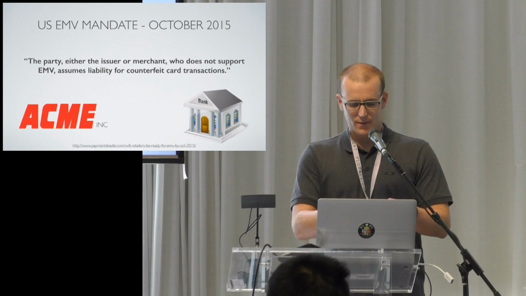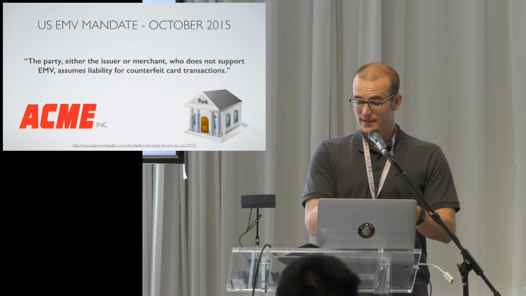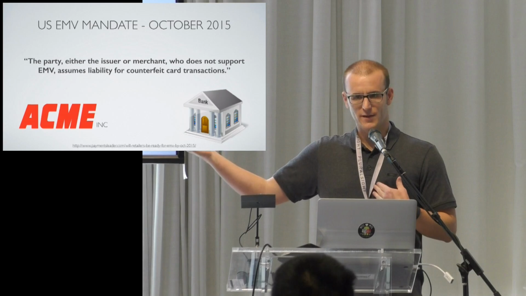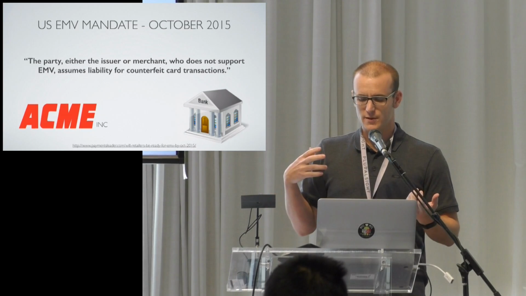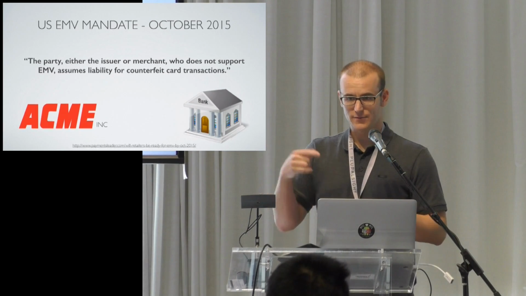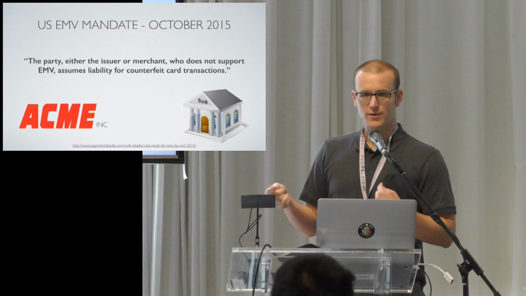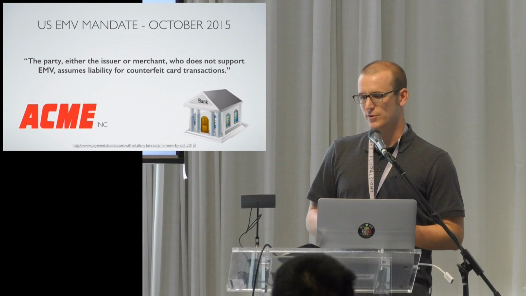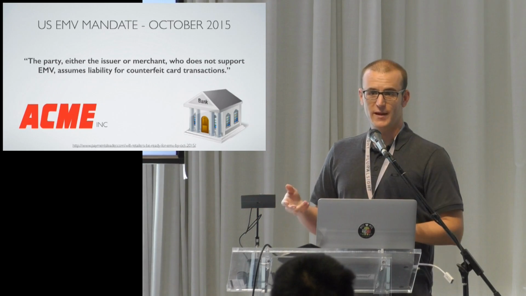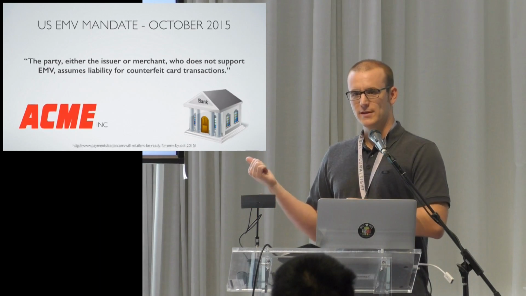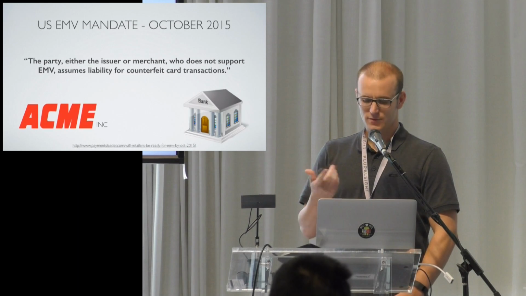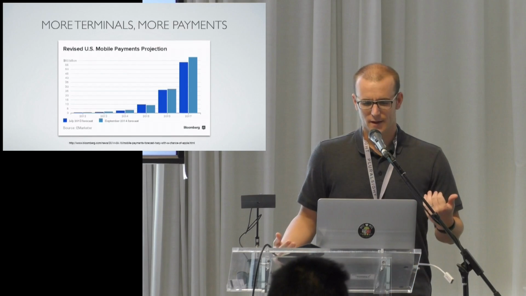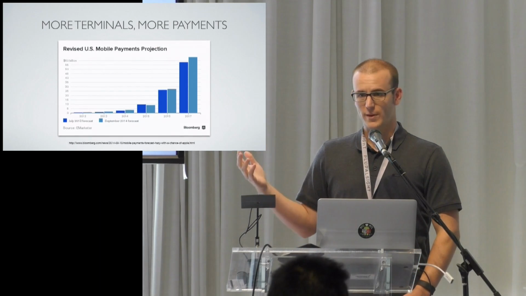So in the case of the new mandate, I just have an example of Acme Incorporated and the bank that gave you the card. Whichever one of those does not support EMV payments as of October is going to get charged for the bill if fraud happens. So if you're buying groceries at Acme Incorporated and they don't have an EMV terminal and they get hacked, they're liable. Opposite, if your credit card doesn't have an EMV chip in it, then the bank is liable. So, sweet and simple: more terminals, more mobile payments.